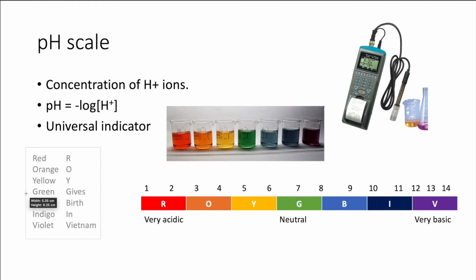It follows the rainbow colors, ROY, G, B, I, V. After teaching for several years, sometimes your students are the ones that share tricks with you. So I learned this from my student. Roy gives birth in Vietnam. There's a simple mnemonic over there. So the closer it is to the first color, the more acidic it will be. The closer to the last color, the more alkaline it will be. And if it is in the middle, the green one, it is neutral.